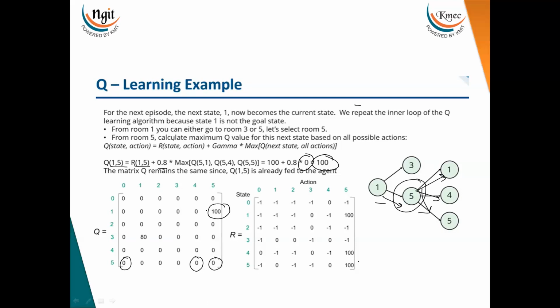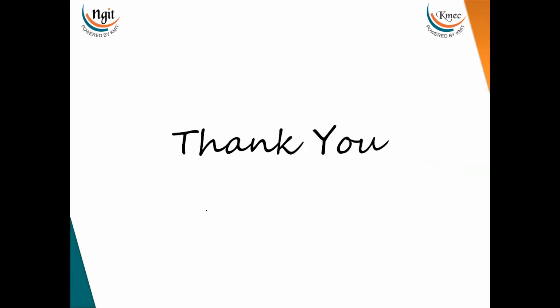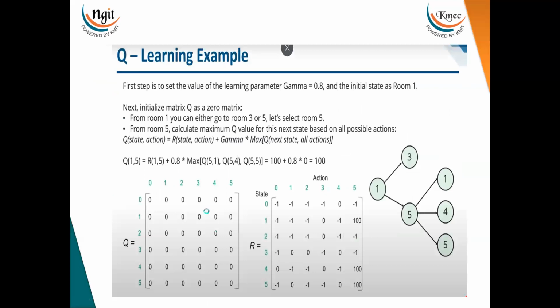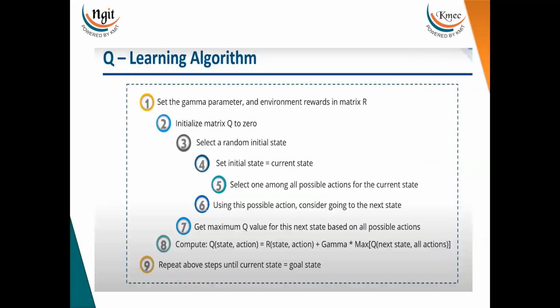So in this way, Q learning works. I hope it is clear to you how Q learning works. Now you will understand the algorithm steps. First of all, we are setting the gamma parameter, which in our example is 0.8. Next, we are taking the Q matrix, which we are initializing with 0, so your Q matrix will have all 0.